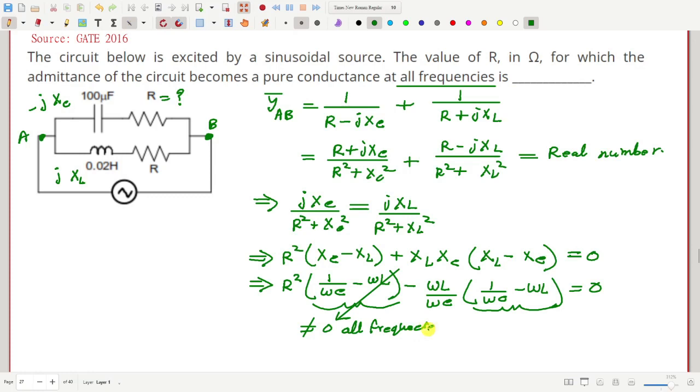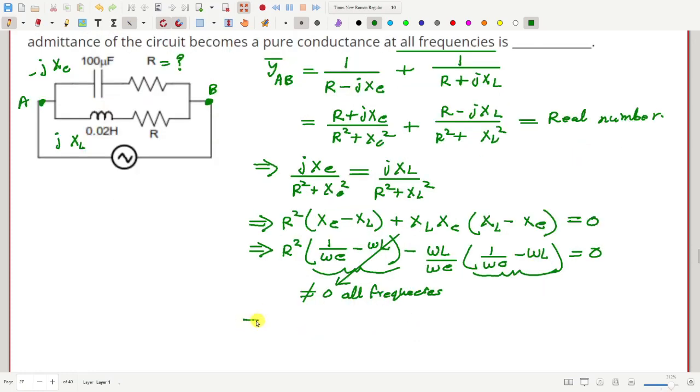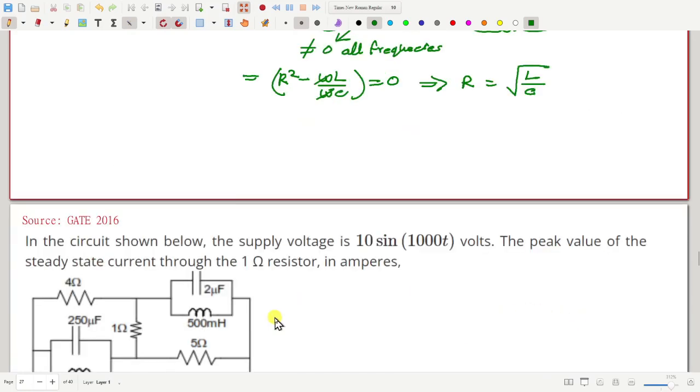So this term is not equal to 0, so I can divide by that term. So R square minus omega L by omega C, this term must be equal to 0, which means omega goes away, which means R is equal to root over L by C, and the values of L and C are given. You can put the values and find out the value of R.